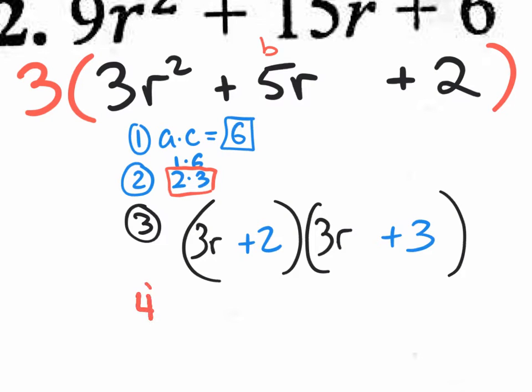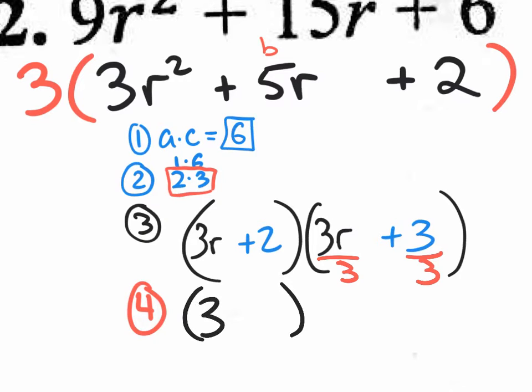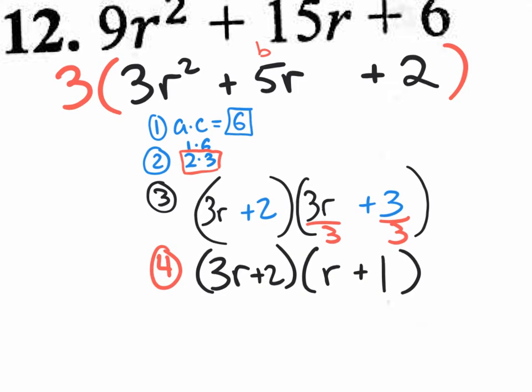Step 4 is to reduce your binomials by the GCF, if there is one. So if you look at that first binomial, there's nothing in common. So you move on to the second binomial. What could you reduce by? 3. So let's reduce both of those by 3. And the first one, like we said, there was nothing to reduce by, so it's just 3r plus 2. And then the second one becomes what? R plus 1. So this is our factored form, but let me rewrite it. 3r plus 2 times r plus 1.